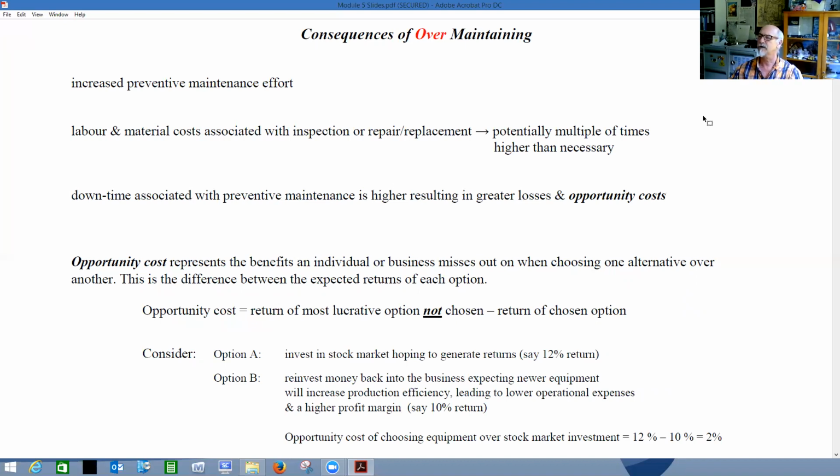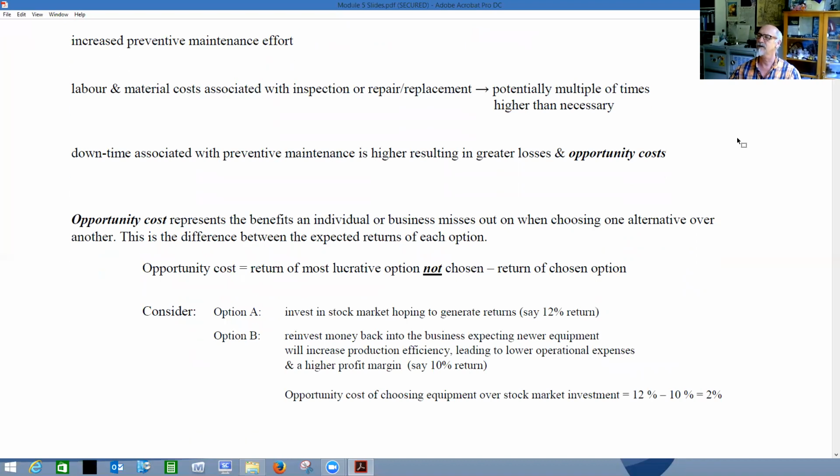So, by the way, opportunity costs represent the benefits that an individual or a business misses out on when choosing one alternative over another. So just to give you an example. You might hear that terminology, opportunity costs, thrown around all the time. So basically, it's the difference between the expected returns of whatever options you're looking at. So opportunity cost equals the return of the most lucrative option not chosen, minus the return of the chosen option.